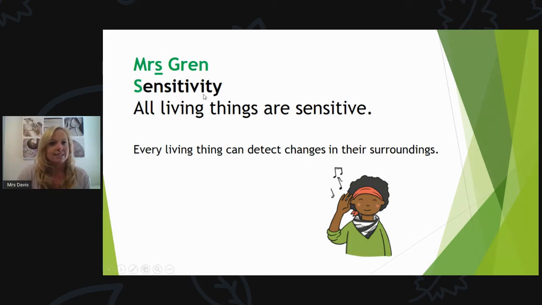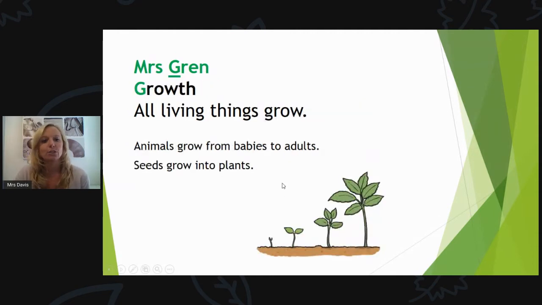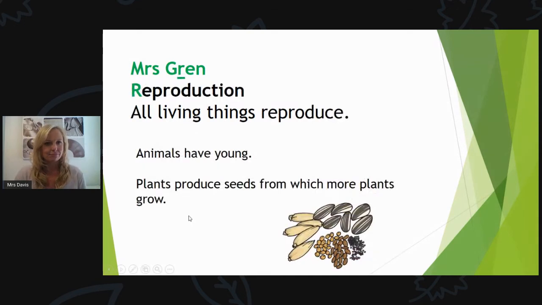So we've got sensitivity. All living things are sensitive. Every living thing can detect changes in their surroundings. Growth. All living things grow. Animals grow from babies to adults. Seeds grow into plants. We learned about that yesterday. Reproduction. All living things reproduce. Animals have young, like when we did last week about animals and their offspring. Plants produce seeds from which more plants will grow. Again, we looked at that yesterday with our life cycles.